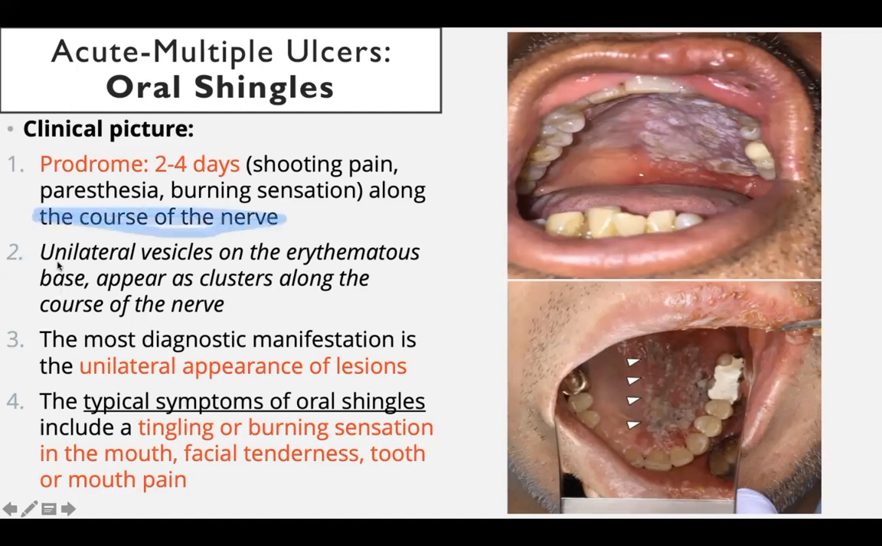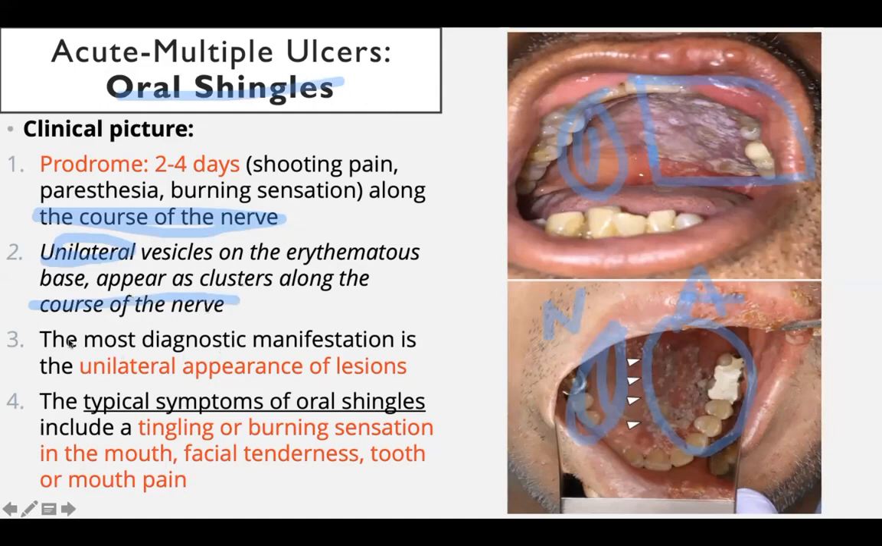And what about the lesions? They were unilateral, very important, unilateral. You see here, half of the mouth is affected and the other half is still normal. Half of the roof and floor is normal and half is affected. So it is a unilateral lesion. Unilateral vesicles on an erythematous base appear as clusters, groups along the course of the nerve. So again, oral shingles follow the course of the nerve.